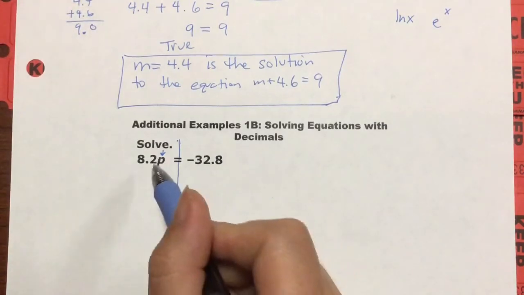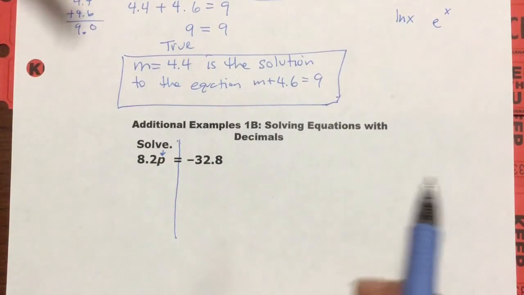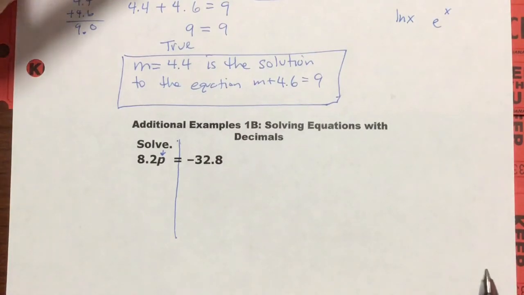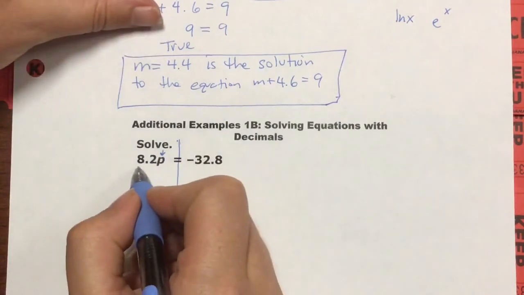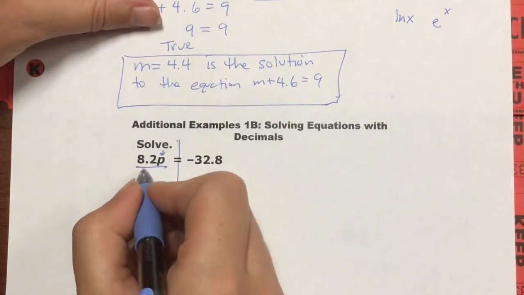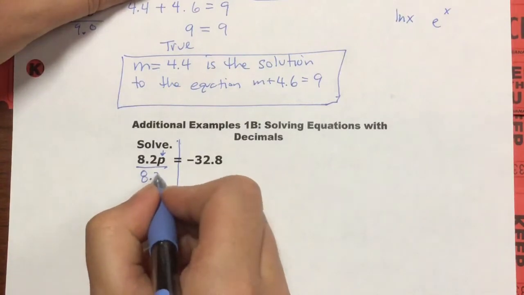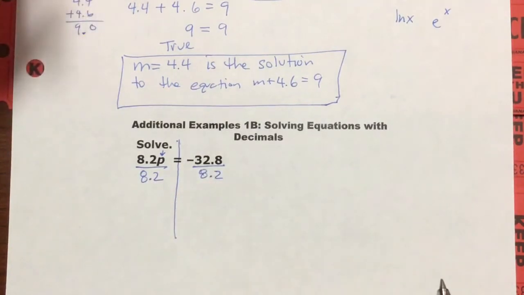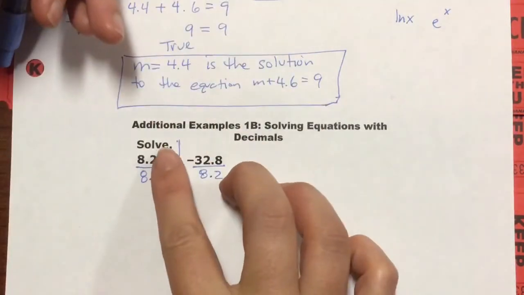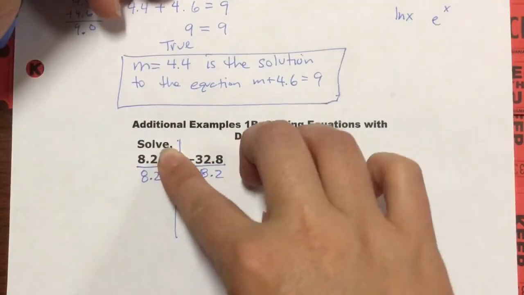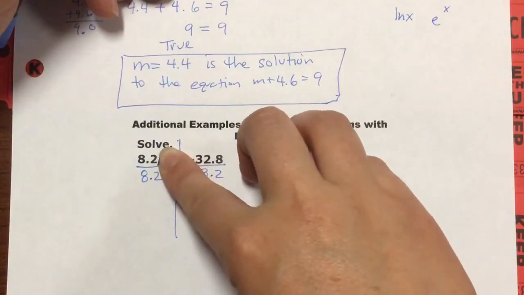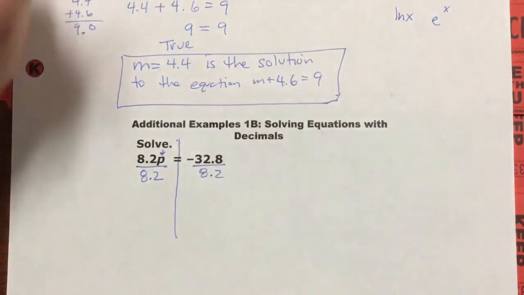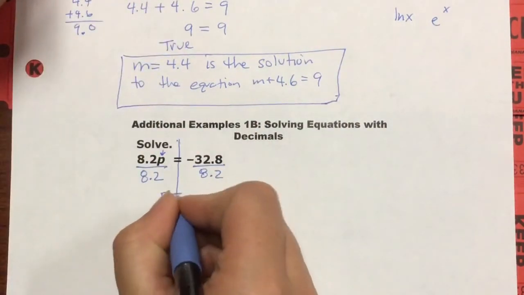So how is 8.2 related to p? Well, it's related through multiplication. So what's the inverse operation of multiplication? You are correct. It is division. So we are going to divide both sides by whatever this number is, which is 8.2. We're going to do it to both sides. So what happens is, well, what is 8.2? Can you see that? Let me move my finger. 8.2 divided by 8.2 is 1, and 1 times p is just p.